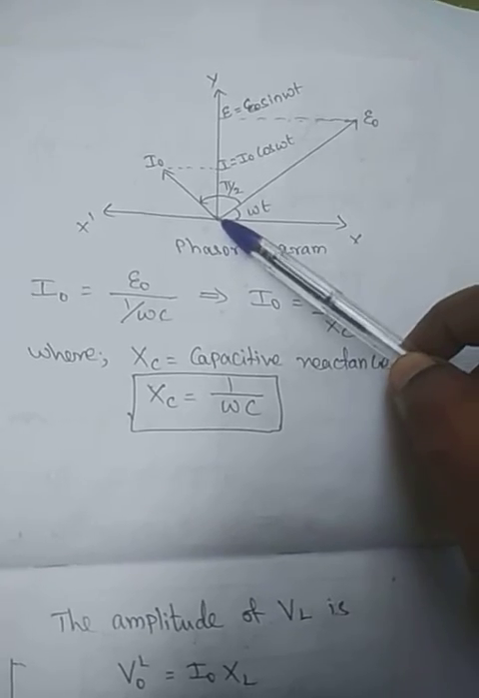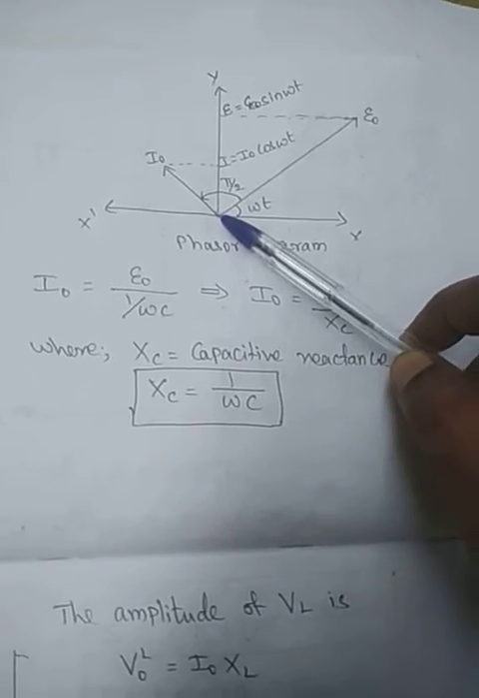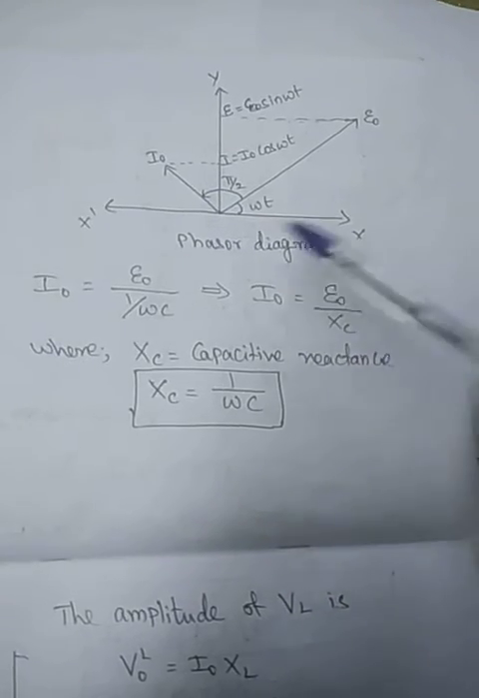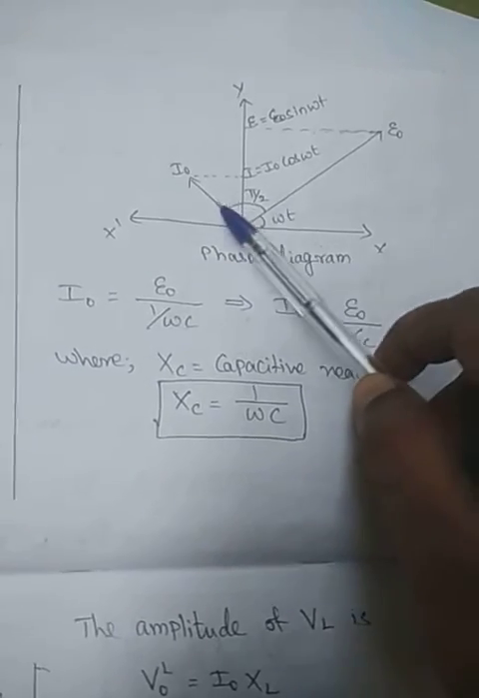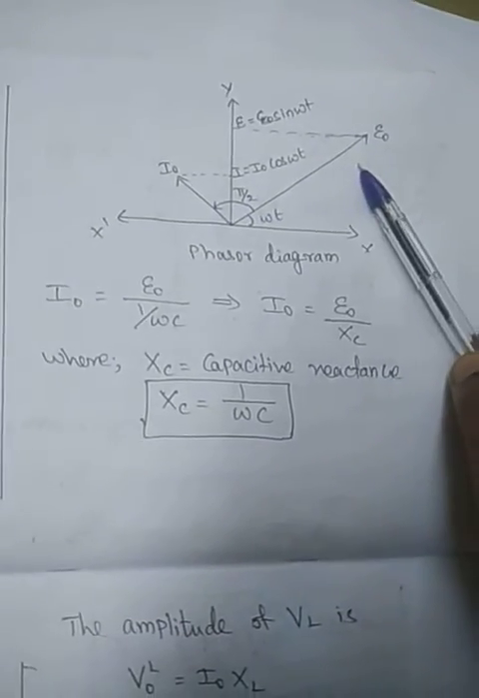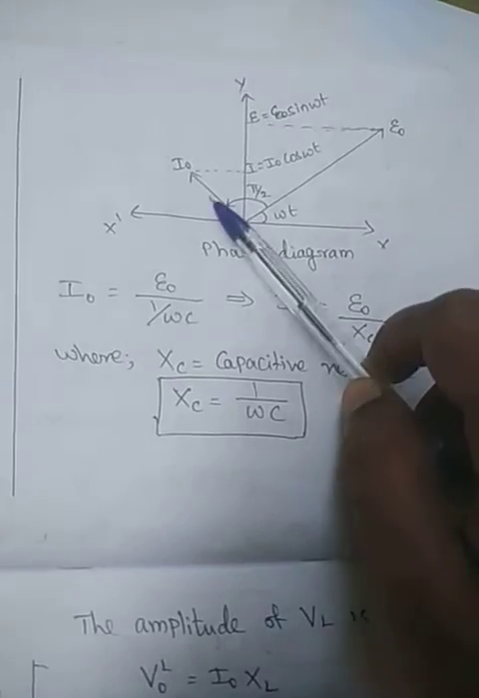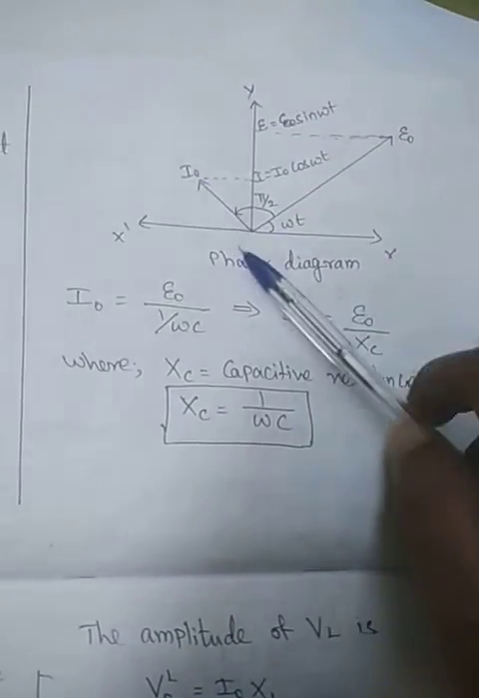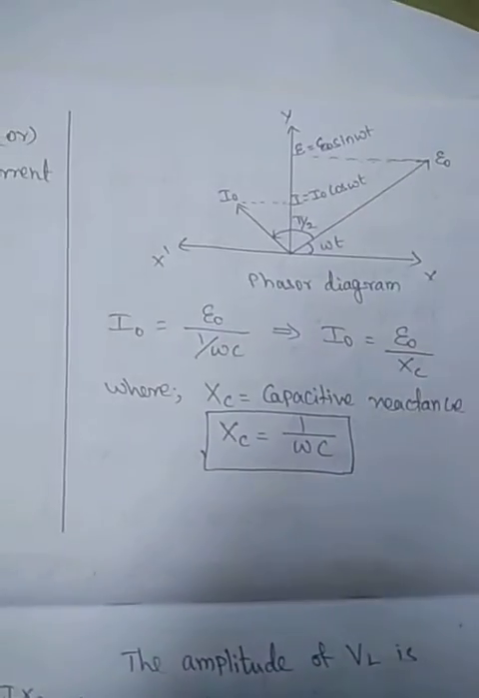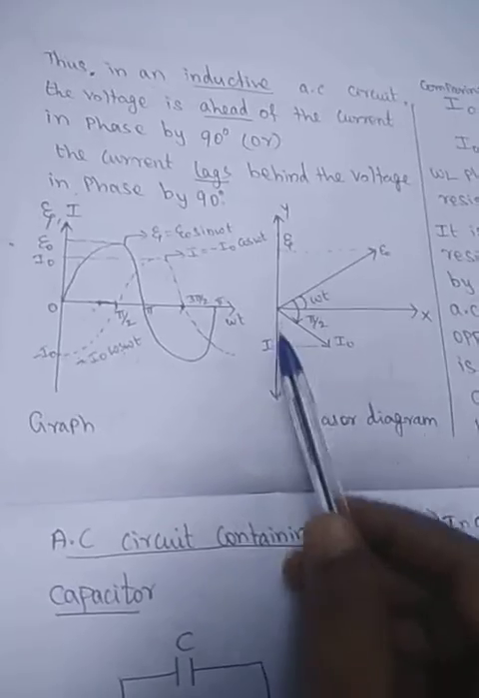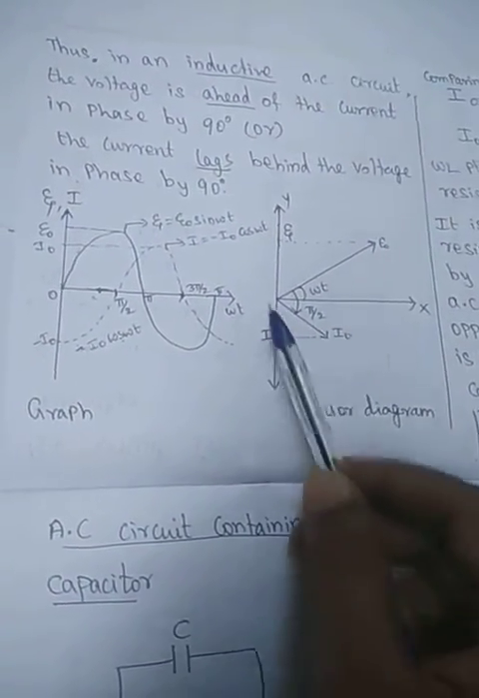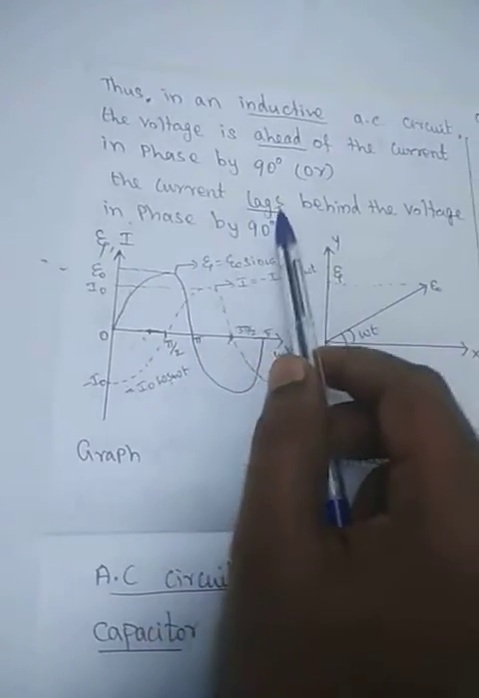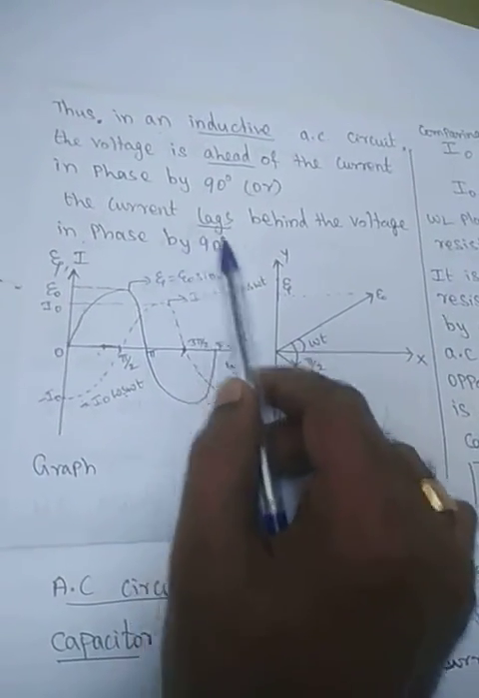But for the inductor, the current comes in the downward direction because it is 90 degrees behind. Here it is 90 degrees ahead. Ahead means leading, but the voltage will be 90 degrees lagging behind the current. So I will show the phasor diagram for the inductor. The current direction will be in the negative y axis direction, because the current lags behind the voltage by 90 degrees.